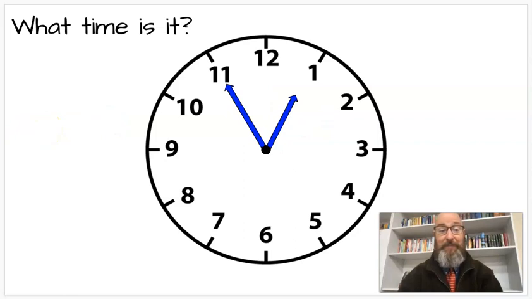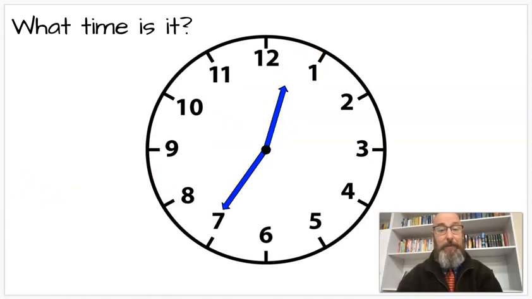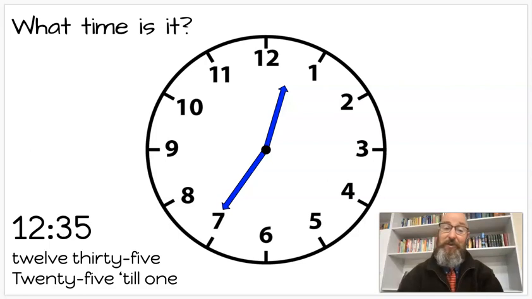What time is it? 12:55 is correct. I know that's close to the 1, but it still hasn't gotten there, so it's 12:55. What time is it? 12:35. 12, 5, 10, 15, 20, 25, 30, 35. 12:35.